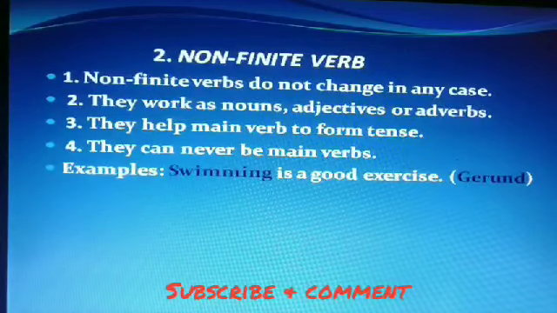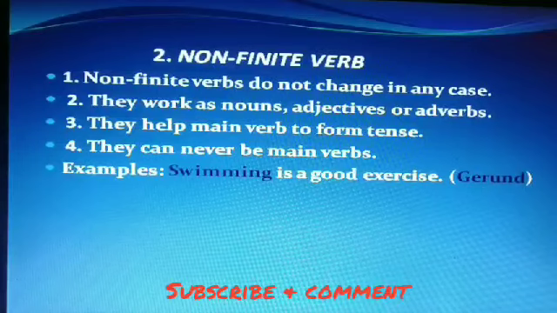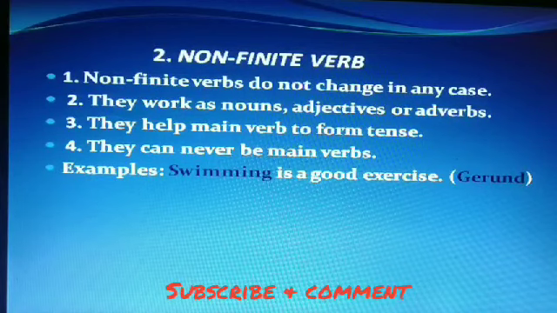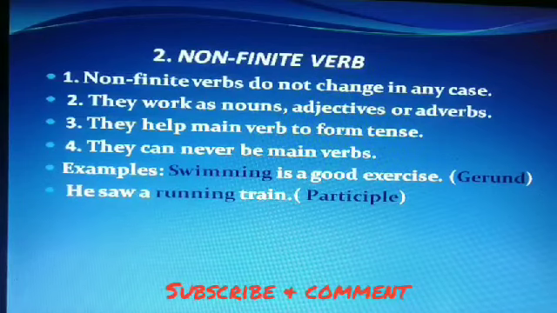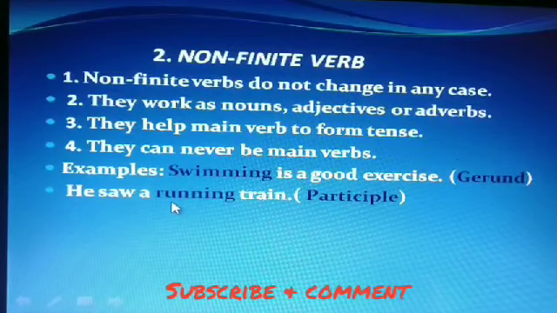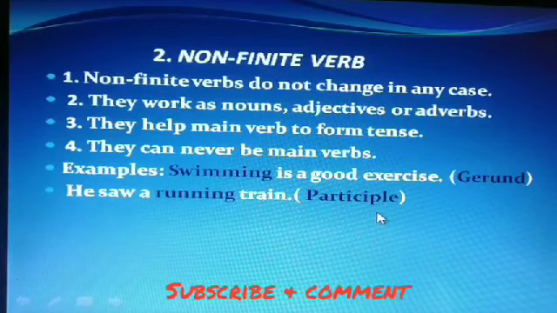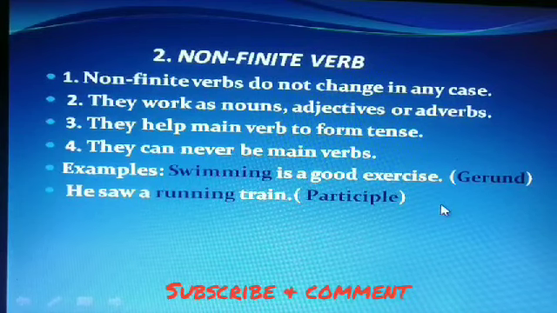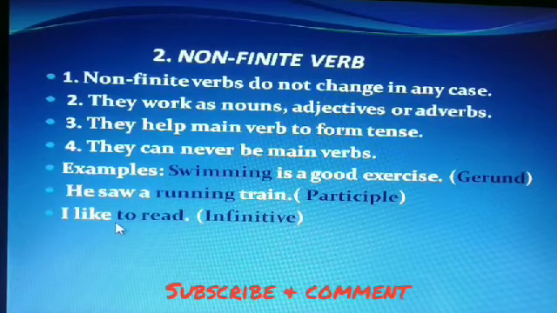Swimming is a good exercise. Swimming is the form of gerund. Gerund means the base form of verb plus ing, when used as a noun. Participle: here, he saw a running train. A participle is used as an adjective, while a gerund is used as a noun. Running train, run plus ing. That is a participle, when used as an adjective. Infinitive, you know, to plus base form of verb is infinitive. These three forms are generally non-finite verbs.